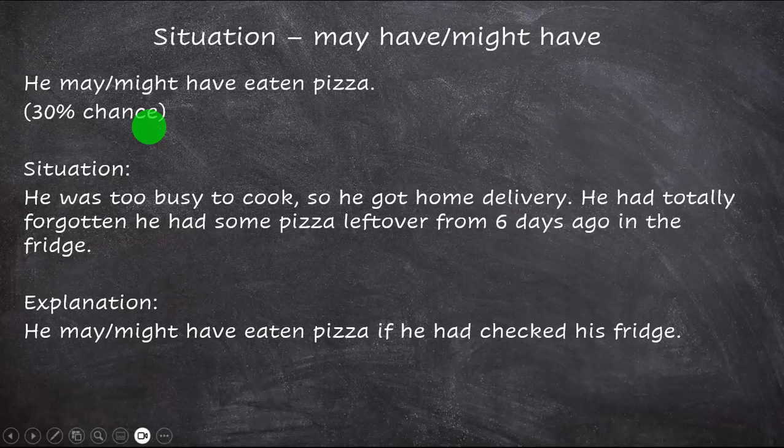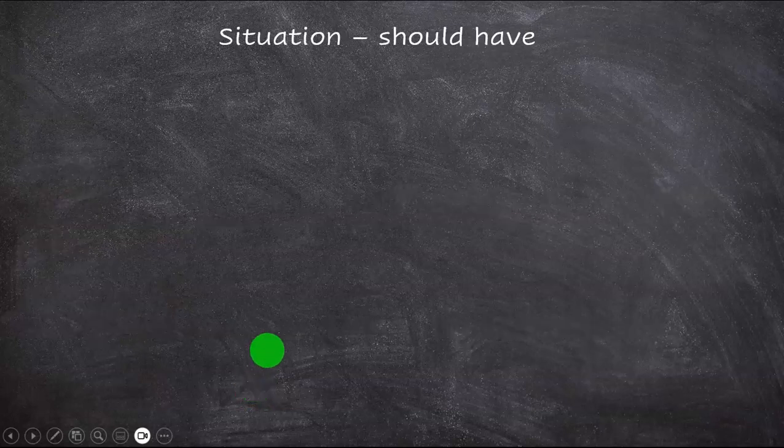Right? A 30% chance. In could have, there was a 70% chance. Here it is a 30% chance. Had he known there is pizza in the fridge, 30% chance that he may have eaten pizza. All right. Let's move on. Should have. I should have eaten pizza.